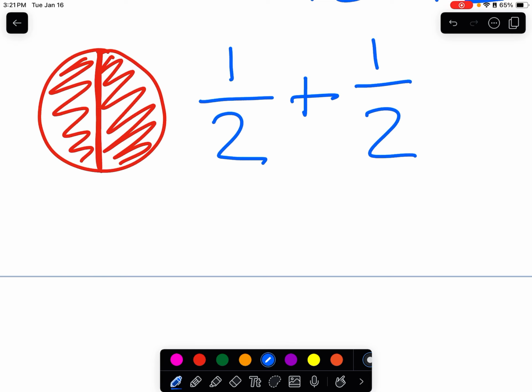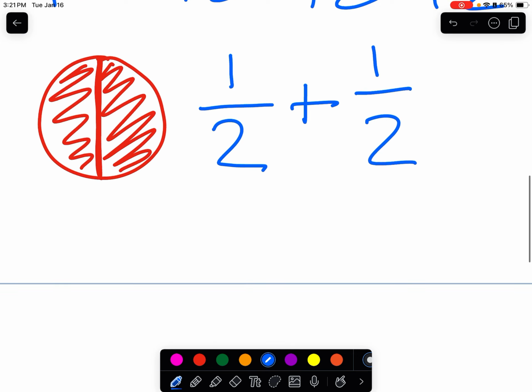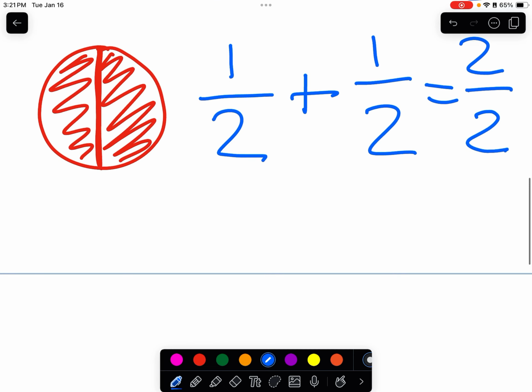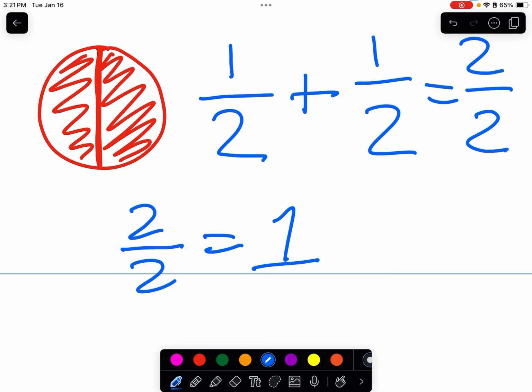Well, when I have one entire half plus another entire half, I have actually had 2 halves. And in this scenario, 2 halves is the same as 1 whole pizza. And we talked about that in our last class. I'm talking about the students that I teach, that whenever the numerator is the same as the denominator, it is the same as 1 whole.